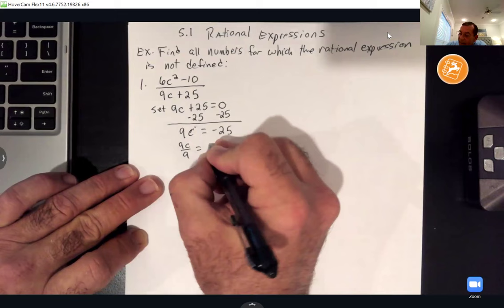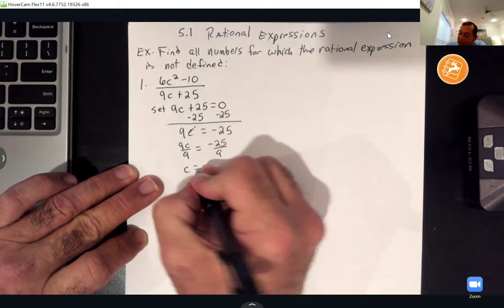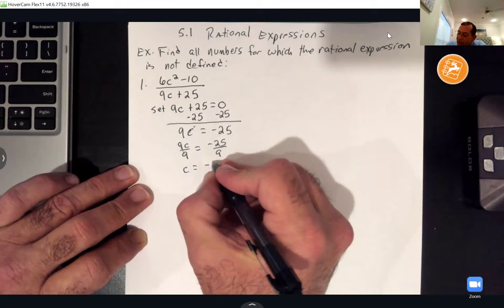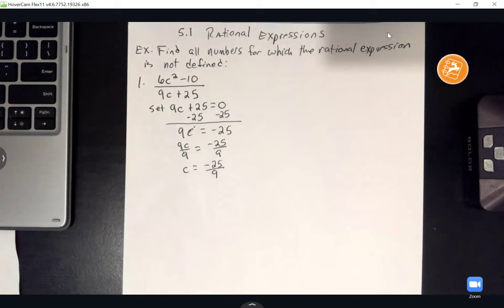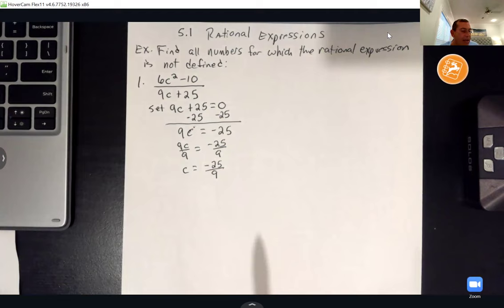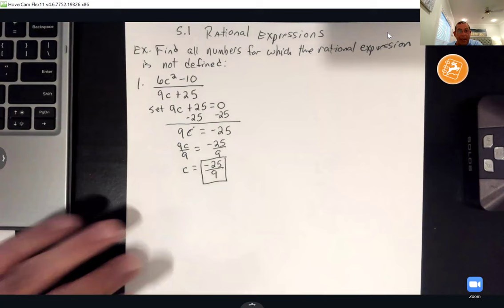So that cancels, giving me c equals what? A negative, well, we can't reduce that or anything, so that'll stay a negative 25 over 9. So y'all, the answer will say the rational expression is not defined for c equals, and then you punch in your negative 25 over 9.